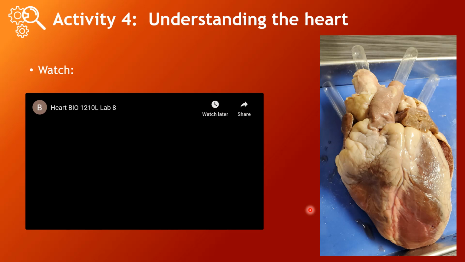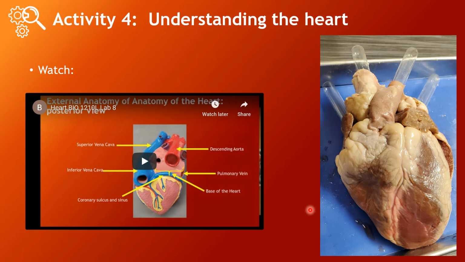Activity 4 is understanding the heart. Again, the heart is a dual pump that's allowing the transport of oxygen and glucose and nutrients and movement of waste products so they could be excreted. So the heart is a dual pump. It simultaneously pumps blood to the pulmonary circuit, to the lungs, so it could become oxygenated, and to a systemic circuit everywhere in the body, so it could deliver oxygen and nutrients everywhere in the body.